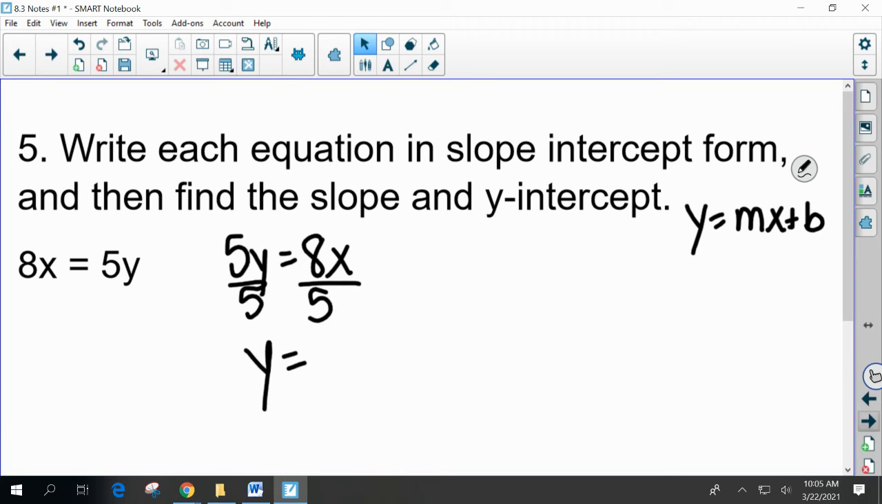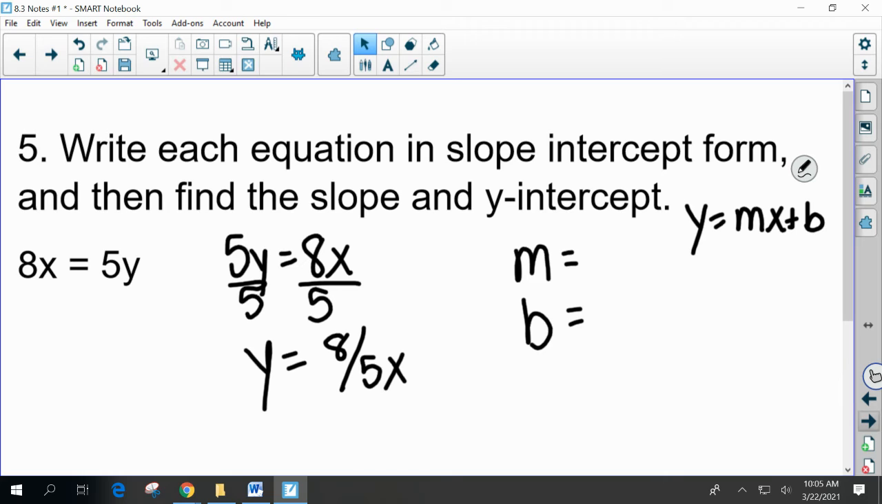Okay, so then we would have y equals, and can 8/5 be simplified? Don't make a mixed fraction. You can't flip it around. So can 8/5 be simplified, not into a mixed fraction? No, so we're gonna leave it 8/5 x. Okay, so then we need to identify m and our intercept b.